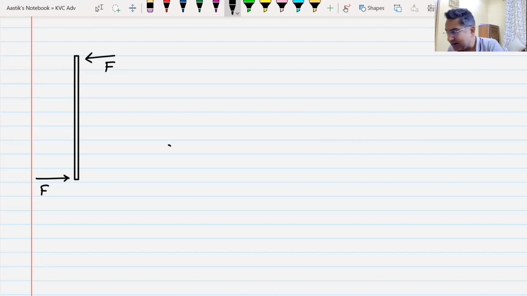We are not talking about kinetic energies here because kinetic energy depends on whether the collision is elastic or non-elastic. I'm just talking about angular momentum and linear momentum. I've applied two forces of equal magnitude on both sides. What is conserved and what is not conserved for this rod?